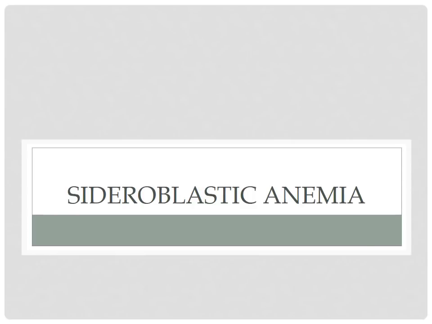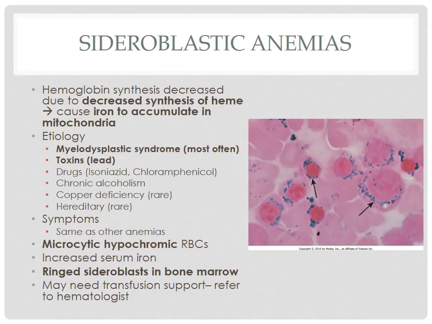Sideroblastic anemia. Sideroblastic anemia is an issue with decreased synthesis of heme, and this will cause accumulation of iron within the cell, specifically in the mitochondria. The most common causes for sideroblastic anemia are myelodysplastic syndrome, followed closely by toxins, specifically lead. This sideroblastic anemia will present the same as the other anemias, and it has a microcytic hypochromic appearance on the CBC and the peripheral smear.